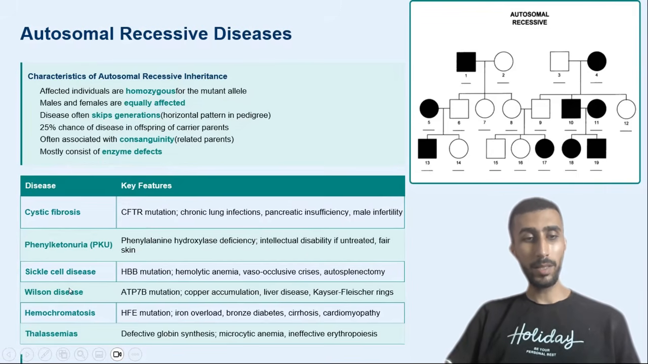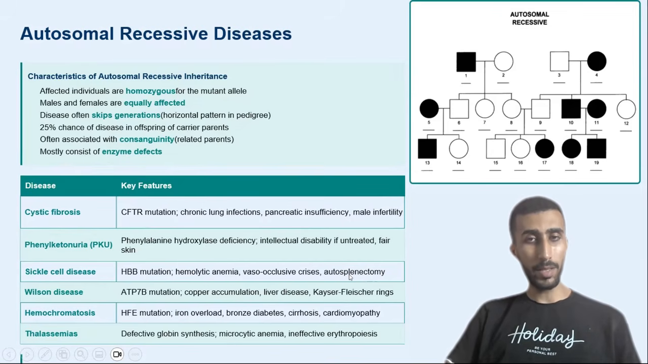Sickle cell disease is due to hemoglobin beta globin chain mutations. It is a hemolytic anemia, and these people will have vaso-occlusive crises and autosplenectomy. The autosplenectomy is related to splenic infarction, multiple splenic infarctions at a younger age.